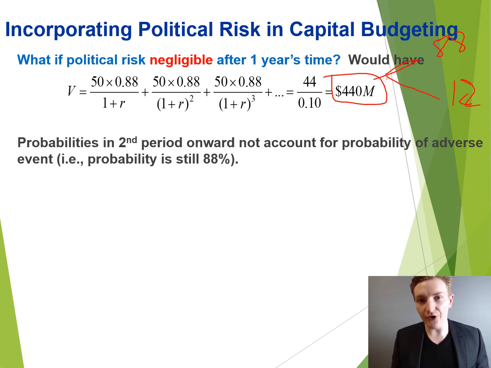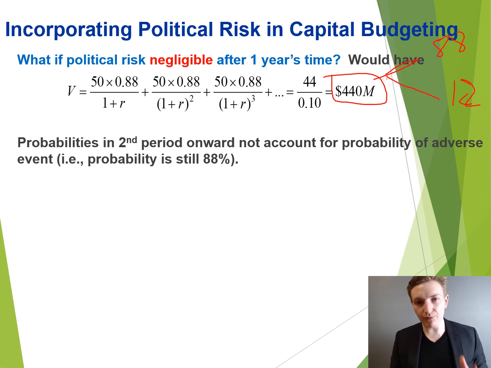Now, another scenario is where after the first year, the probability of expropriation goes down. Now, we can do this in multiple ways. We can scale it down, so 12% to 11% to 10% to 9%, etc. Or we can just take it down in one step, which is going to be a more straightforward illustration and is simple enough for our purposes.